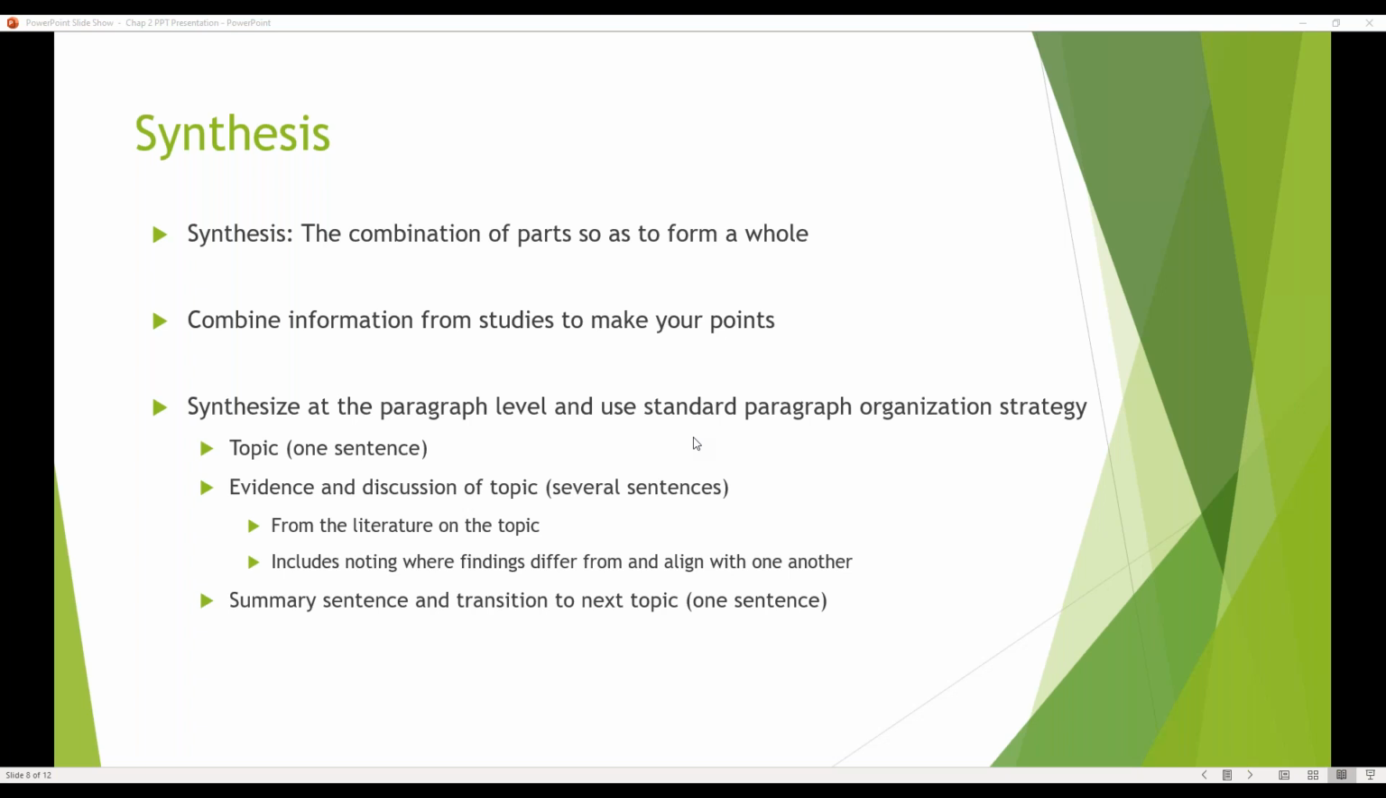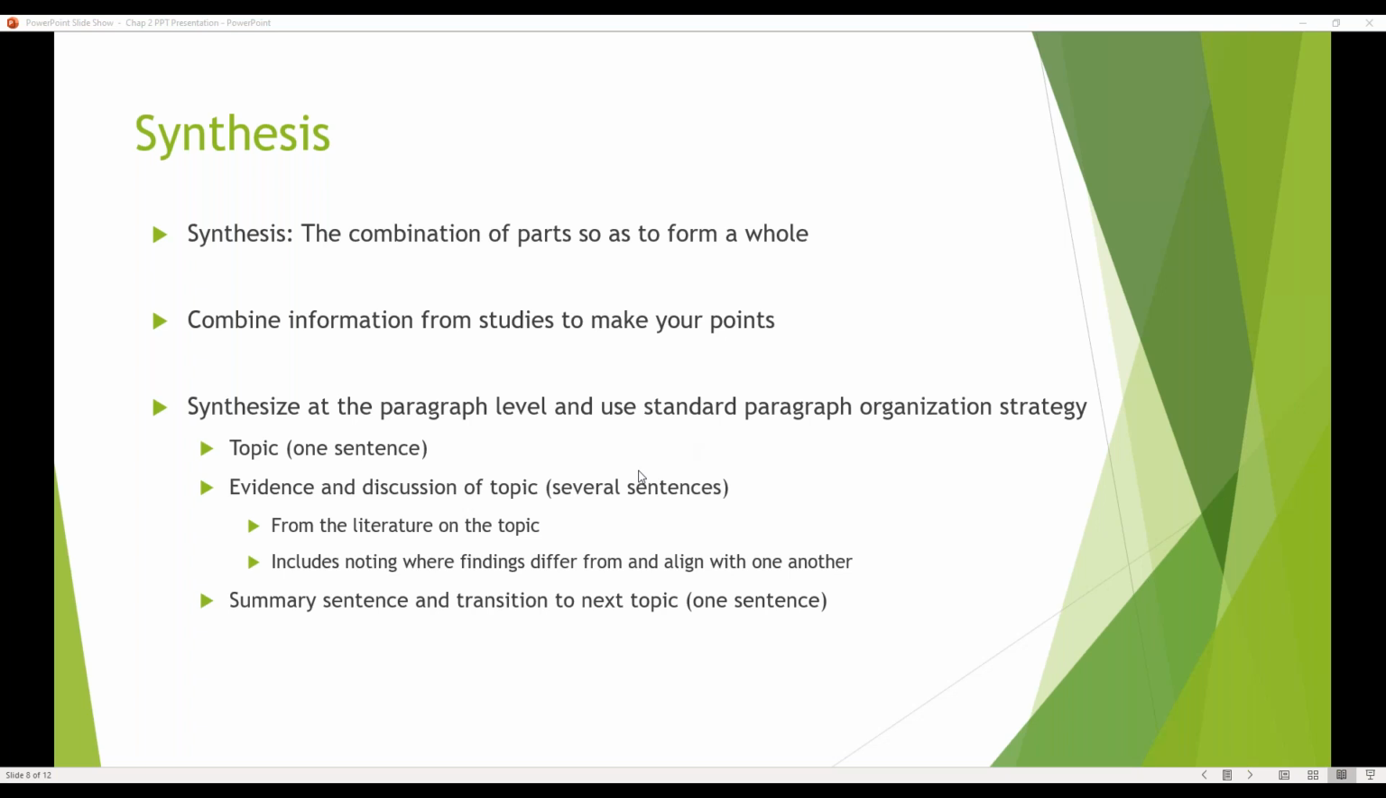And synthesis involves seeing how findings relate to one another. Well, researcher A found this, but researcher B found something else. So you want to put those findings in conversation with each other. Sometimes they agree. And then how that relates to your study or how it informs your study, you want to include that too.